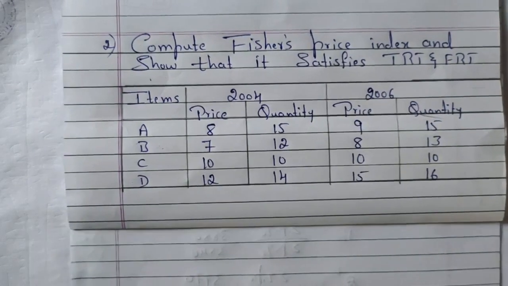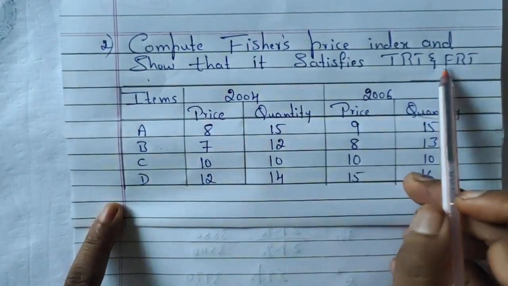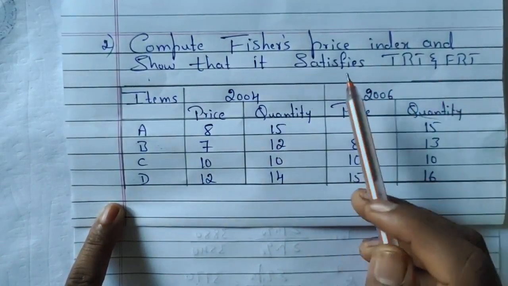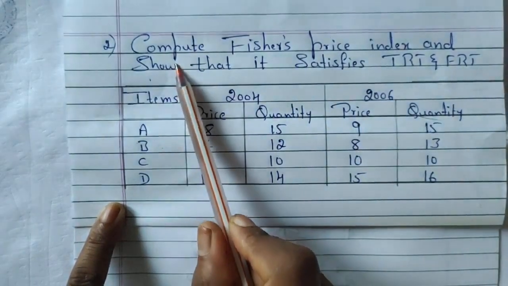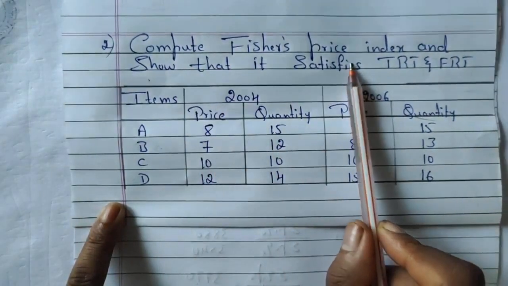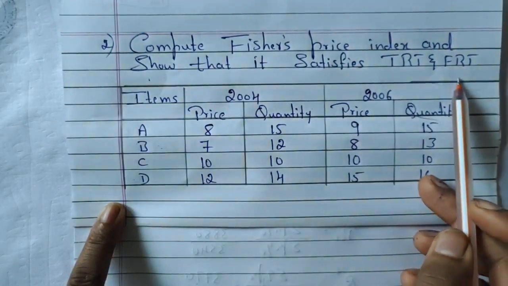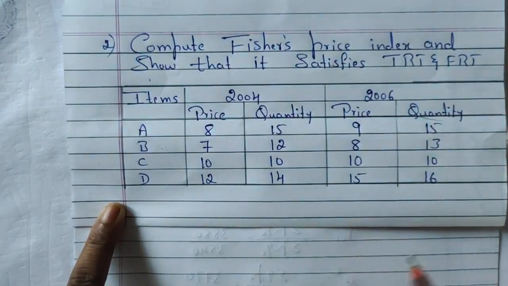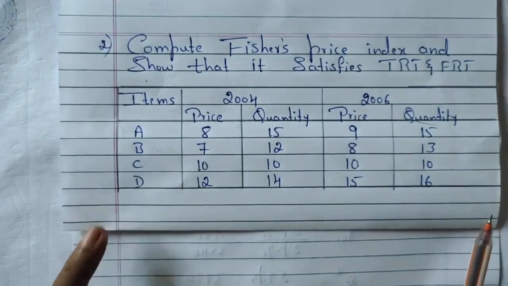So, today's first problem is: compute Fisher's price index and show that it satisfies TRT and FRT. So here first you have to calculate Fisher price index number, because the question is compute Fisher price index number. Then you have to verify whether it satisfies TRT and FRT. So in theory part we have studied Fisher's index number satisfies both TRT and FRT. So that you have to remember.